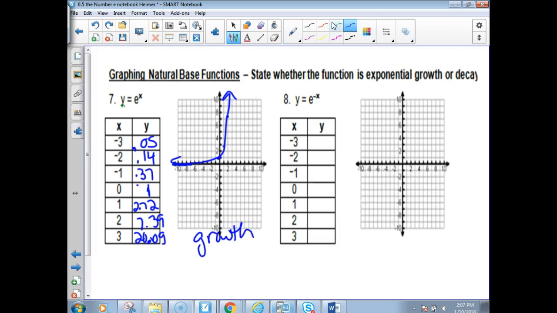Okay, and what are you expecting for this one? You can rewrite it as y equals 1 over e to the x. And that would indicate that this is a number smaller than 1, but greater than 0, so it should be decay. Because remember, e is just a number.